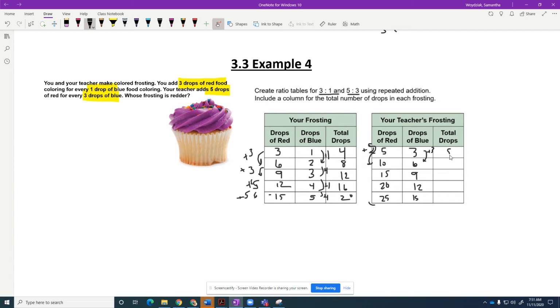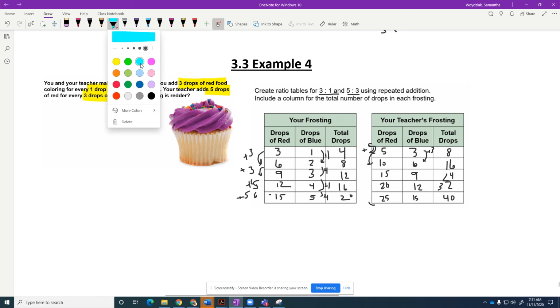So let's look at the total number of drops. We have 8, 16, 24. You can already notice the pattern, 32, and 40. Okay, so there's 2 ways we can solve this problem. So first, let's take a look at when our drops of blue are the same, okay? And I'll even use a blue up here.